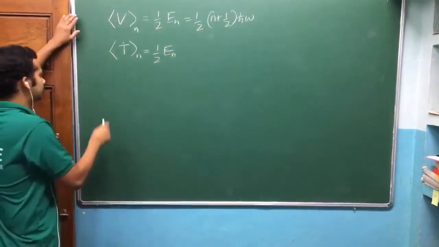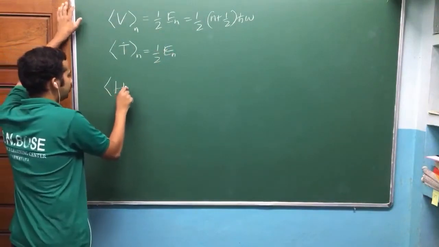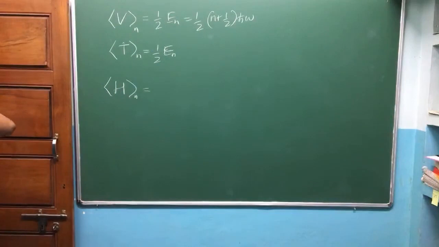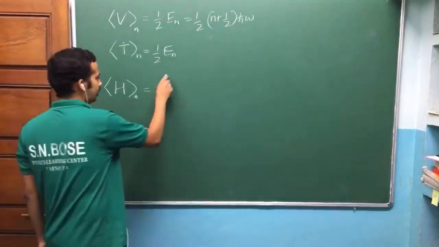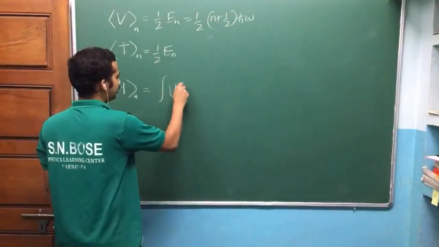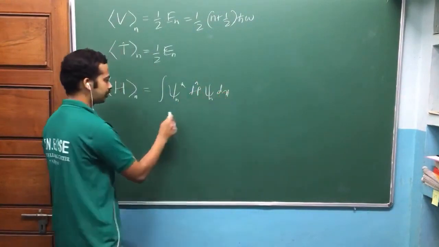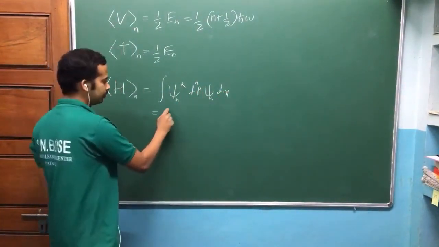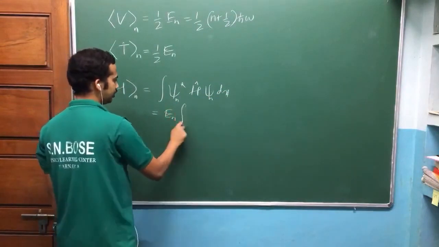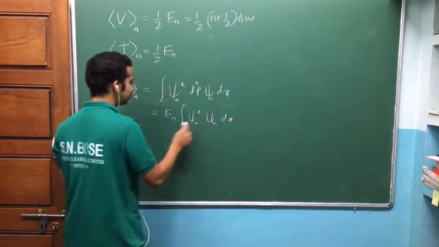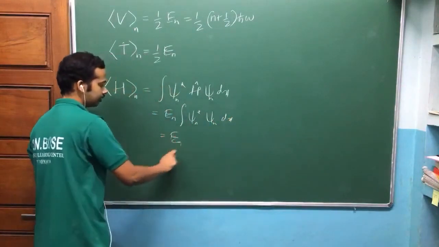Or I can write like this: what is the expectation of the Hamiltonian in the nth stationary state? Just do that one. Integral of psi n star H cap psi n dx. H cap into psi n is equal to En into psi n. Am I right? Psi n star into psi n dx. What is this one? This is normalized. That's equal to En. Am I right?